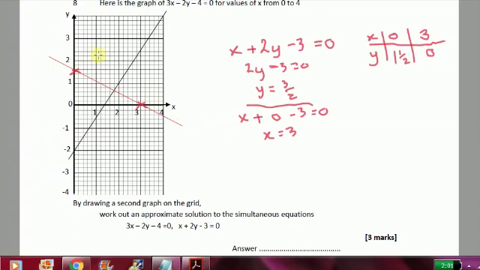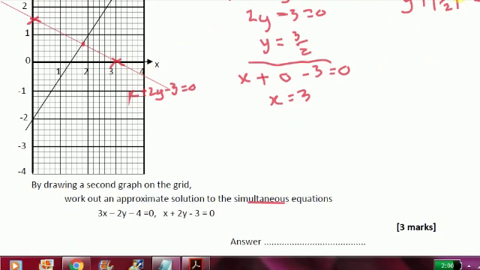So now we've got to work out an approximate solution to the simultaneous equation. I'm going to label my lines so I know which one is which. 3x minus 2y minus 4 equals 0, and the second one, x plus 2y minus 3 equals 0. It's always good to label everything. Simultaneous equation solution. Now simultaneous means at the same time. So what point at the same time lies on the first line and the second line? There's only one point, which is this one here where they cross over. That point lies on both lines.